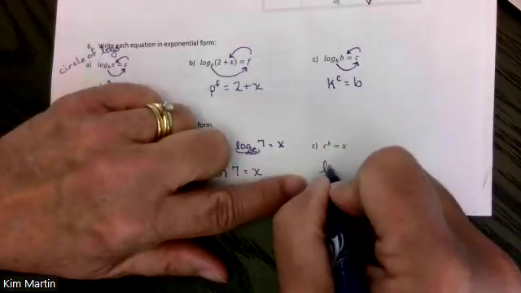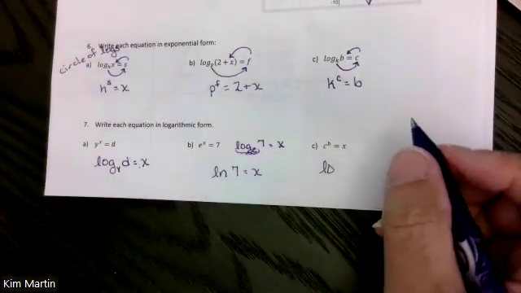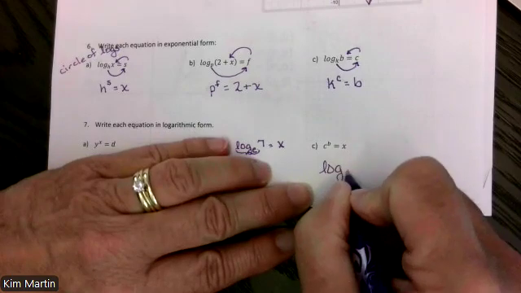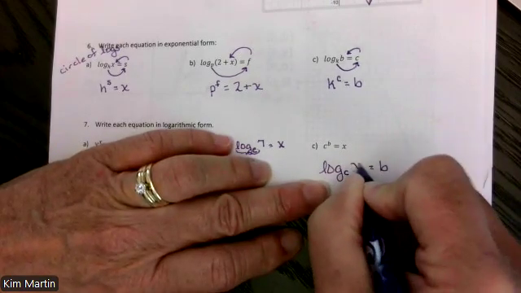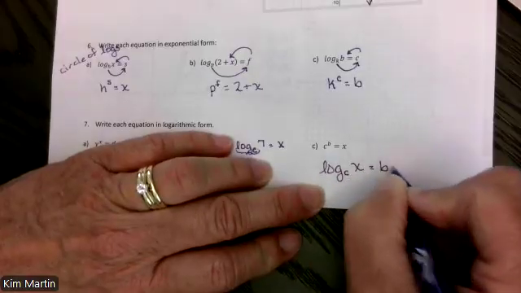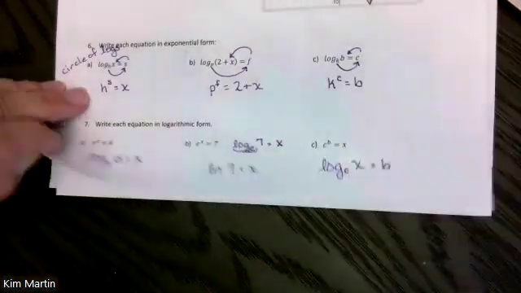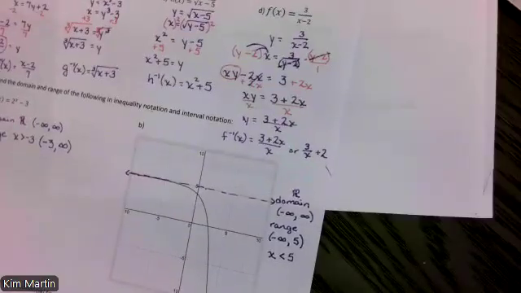Right here, log base c. Our exponent goes over here and our argument goes here. Log base c of x equals b. Okay, and I'm going to stop right there.